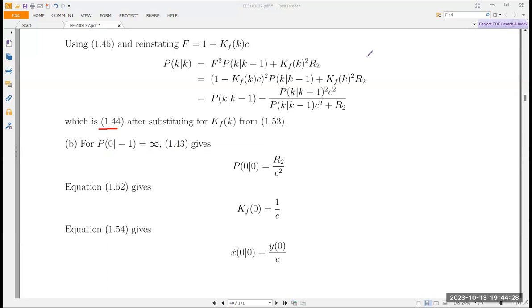Okay, 43. All right, PKK, it will give you this. So let's see. When this PKK, this is infinity. So the denominator, you can forget about R2. So it's just this divided by this. So it's R2 divided by C squared. You see? R2 divided by C squared because P is infinity. So you can forget about R2. So the P and P cancel. So left with R2 divided by C2. So you got this.